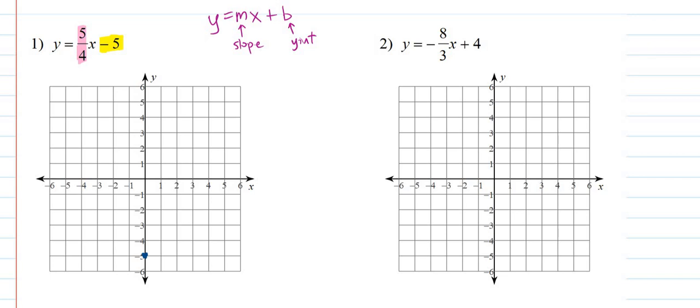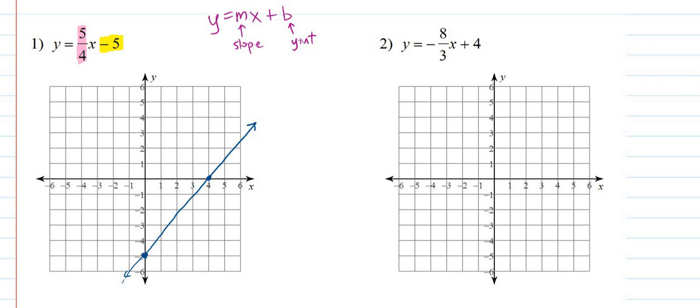So we're going to count +5, so up 5, 1, 2, 3, 4, 5, and then +4 to the right, 1, 2, 3, 4. So our second point exists there. If we had space, we should count the slope again for a third point just to make sure that our line is accurate. But once we have 2 points, we can graph our line. So as best you can, use a straight edge and graph the line.